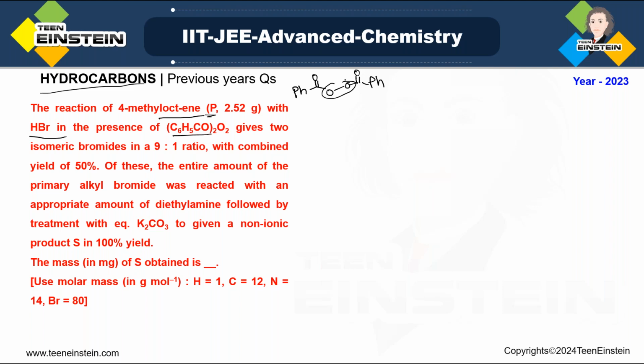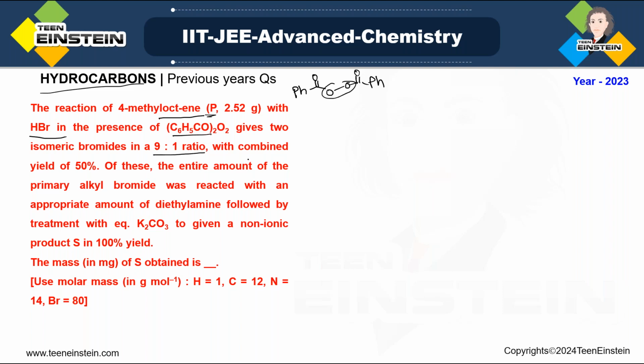It is giving two isomeric bromides in 9:1 ratio. Now why are we getting two bromides? Because two types of reactions are possible, depending on whether it is Markovnikov or anti-Markovnikov. Though anti-Markovnikov will give us the major product, and that is why it will give this 9:1. That means 9 will come from the major product and 1 will come from the minor product. Major product means which is according to anti-Markovnikov.